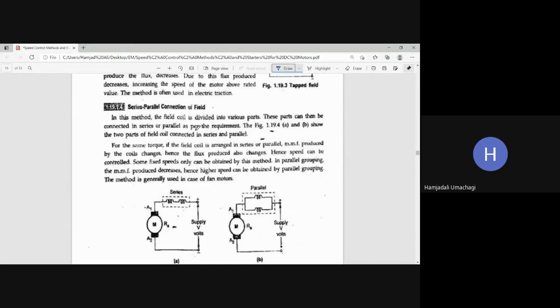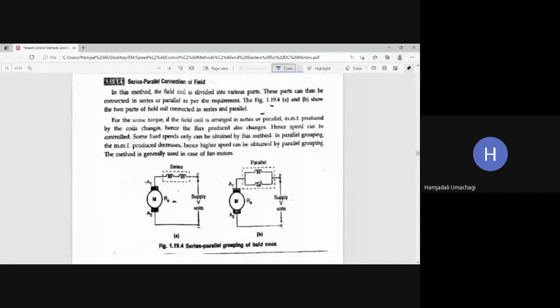The two parts of the field coil are connected in series and parallel. For the same torque, if you want the load torque to be constant or the same, and if the field coil is arranged in series or parallel, then what happens? The MMF for the flux produced by the coil changes.